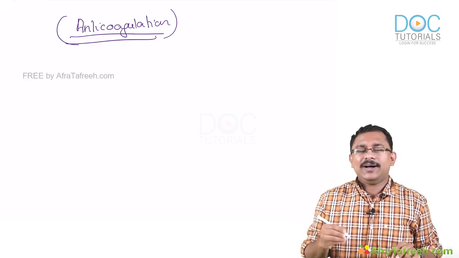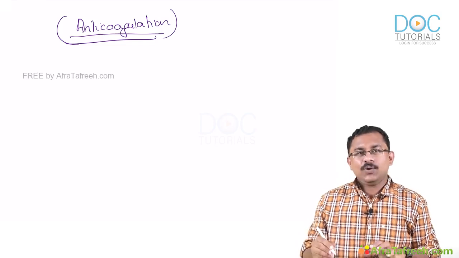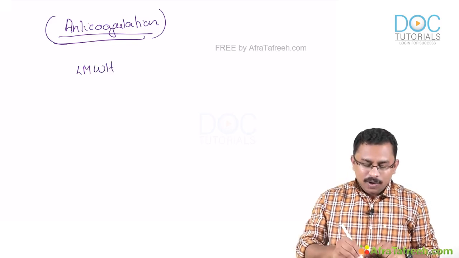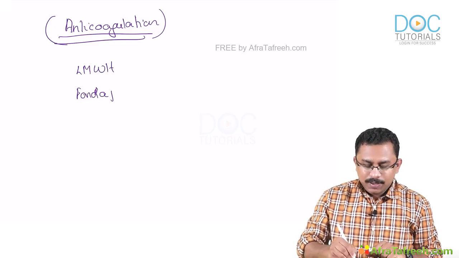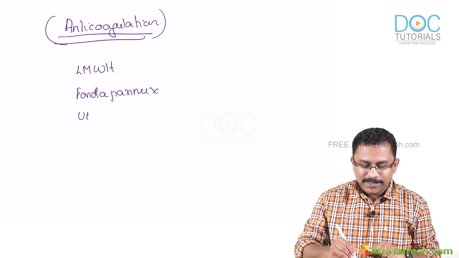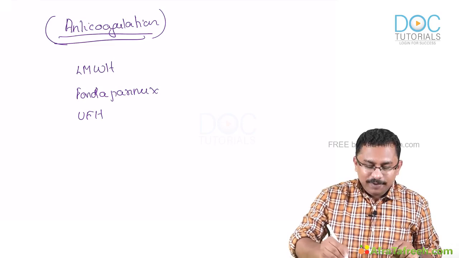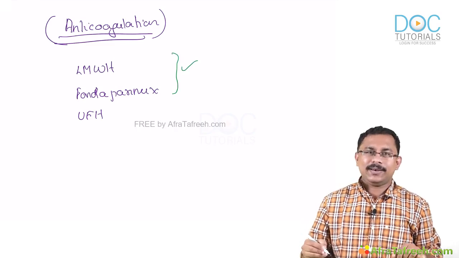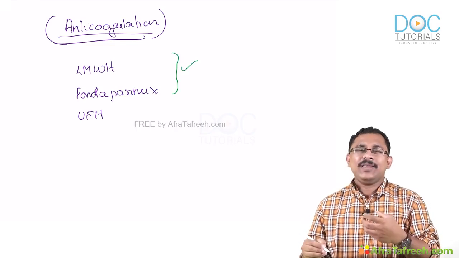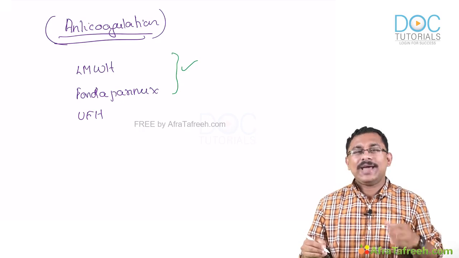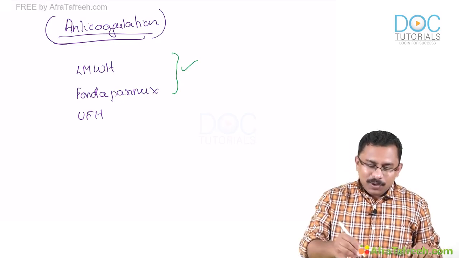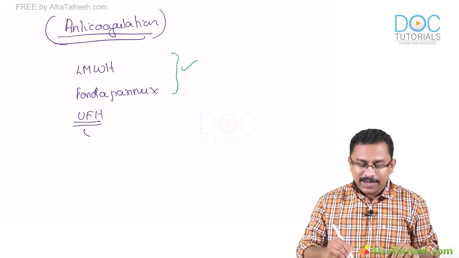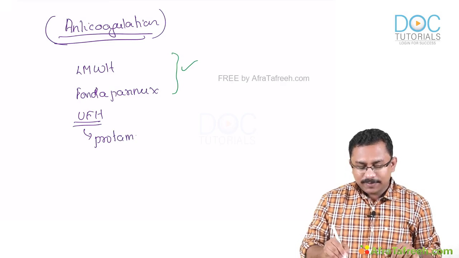So when you think of anticoagulation, what are the options that you have? In the acute stage, you can go for a low molecular weight heparin, or maybe a fondaparinux, or you may go for an unfractionated heparin. The 2019 guideline favors the low molecular weight heparin and fondaparinux over the unfractionated heparin, because unfractionated heparin requires constant monitoring. You would have to have APTT monitoring. But one advantage of unfractionated heparin is that you have an antidote, that is your protamine sulfate.